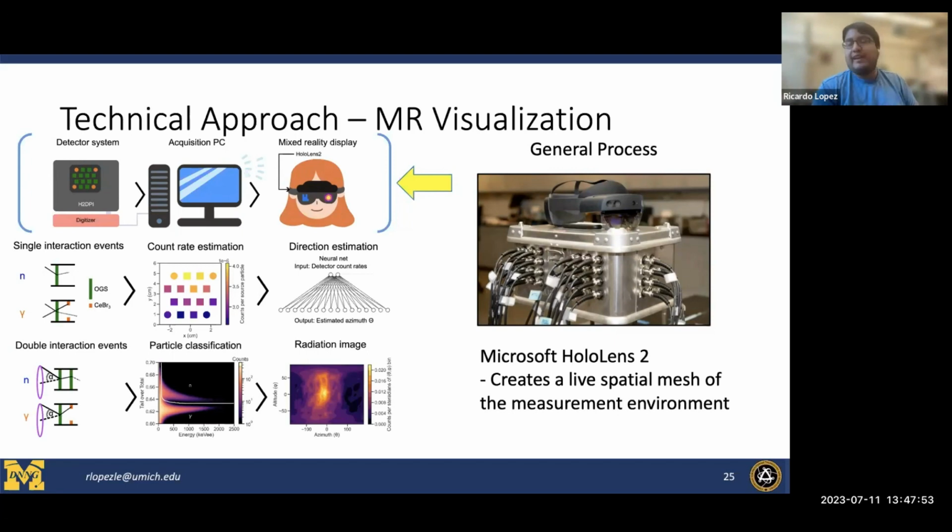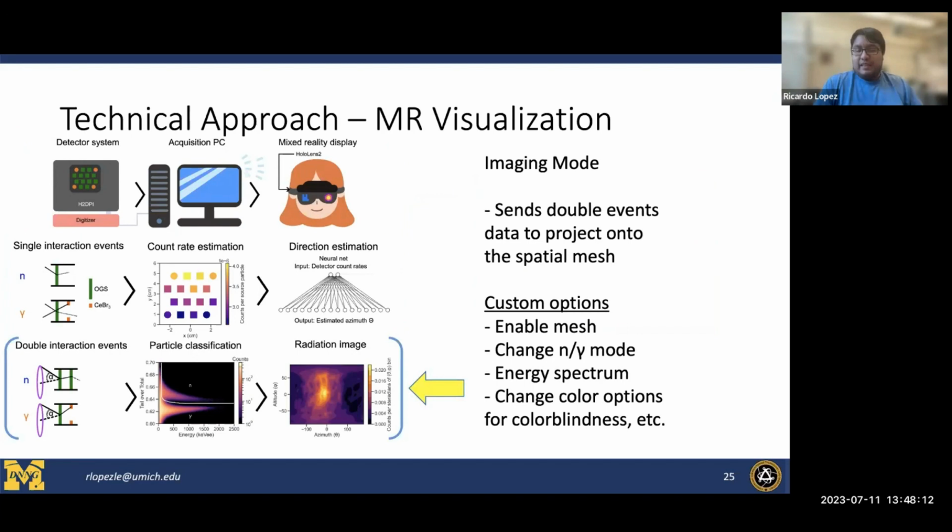That data gets fed into a data acquisition computer that does all the calculations, that figures out what the angle is relative to the lever arm and performs essentially all the cone calculations. And then finally, it sends that information over to the HoloLens, which it could then use to project onto its spatial mesh environment. And one of the things that we were able to do was develop an application on this HoloLens device that uses the double interaction events to do this overlay on the spatial mesh.